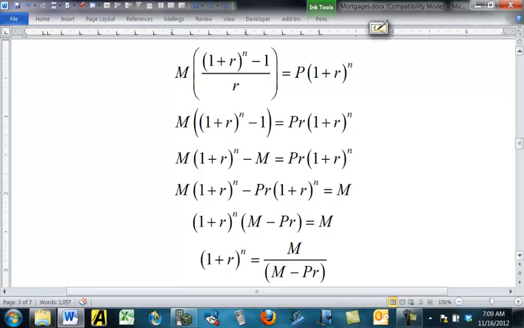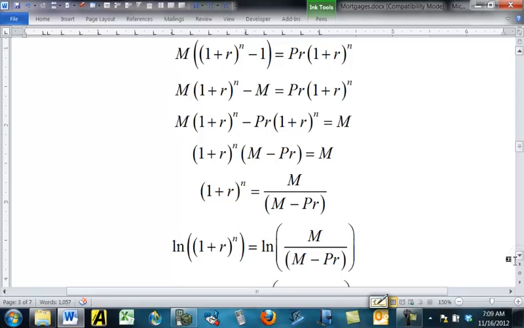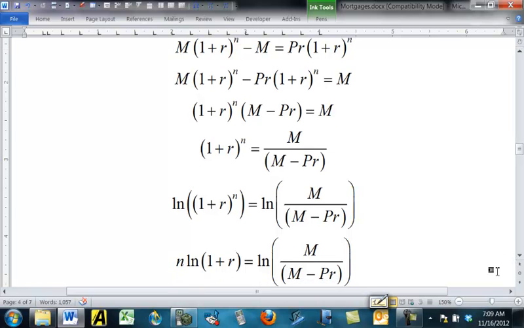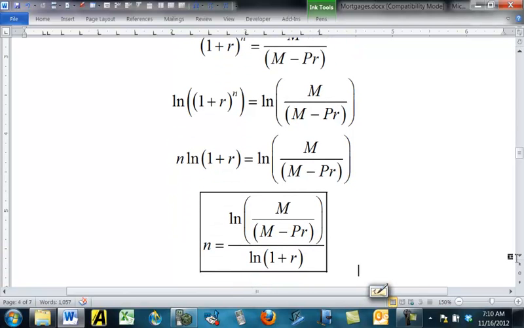Now I'm going to take a natural logarithm of both sides, because I've got to get my power down. I'm going to throw a log at it. So the property of logarithms says I can pull that n out front, and then divide by the natural log of 1 plus r, and now we have in the box the formula to solve for the number of payments.